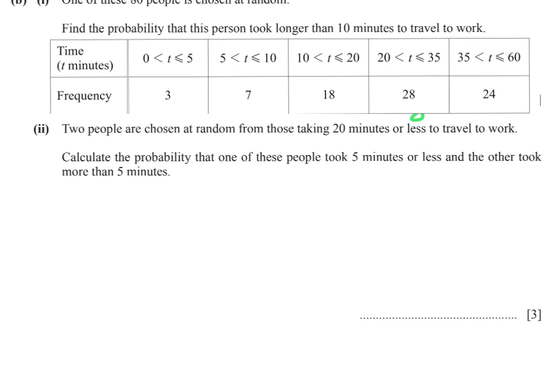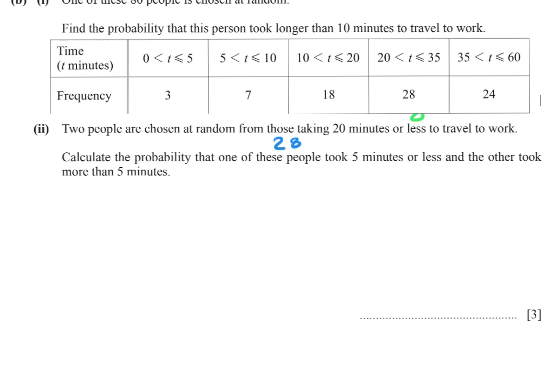Part (ii): two people are chosen at random from those taking 20 minutes or less to travel to work. So we need to choose from those who are taking 20 minutes or less. This means 18 plus 7 plus 3, so 28. So we need to choose from 28. Now calculate the probability that one of these people took 5 minutes or less and the other took more than 5 minutes. So we have 28 in all.